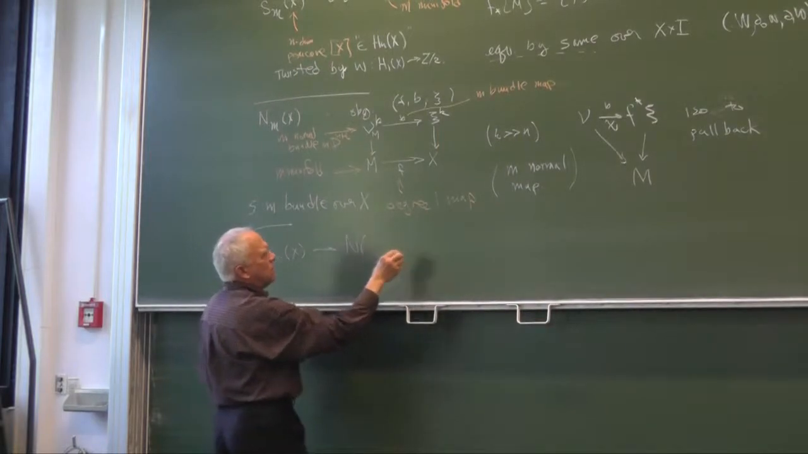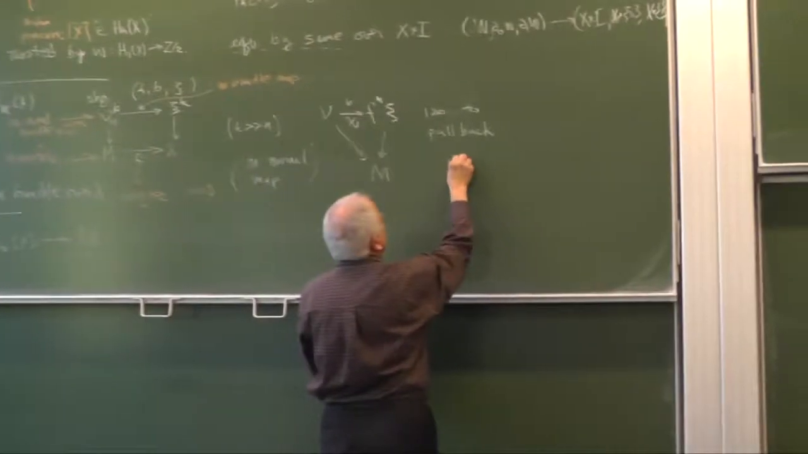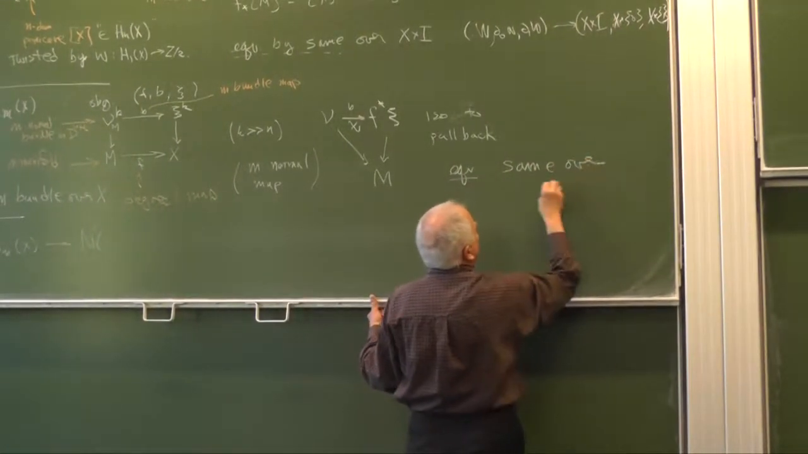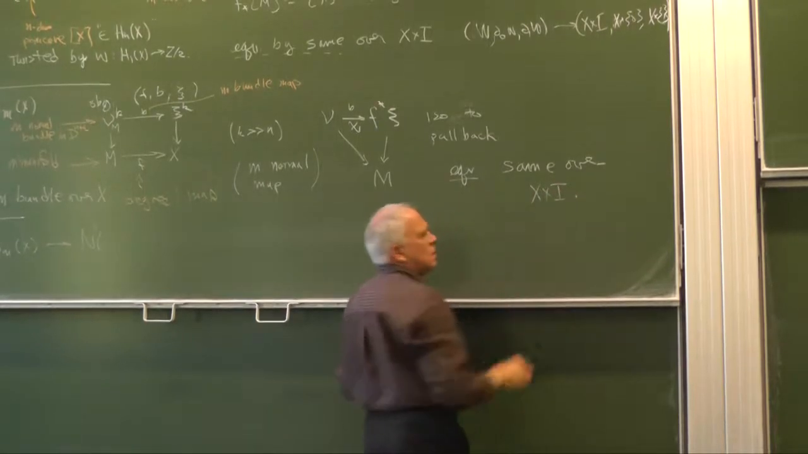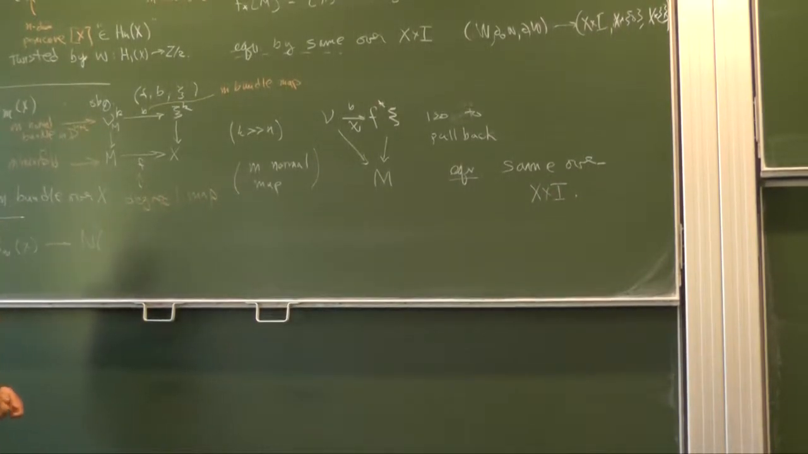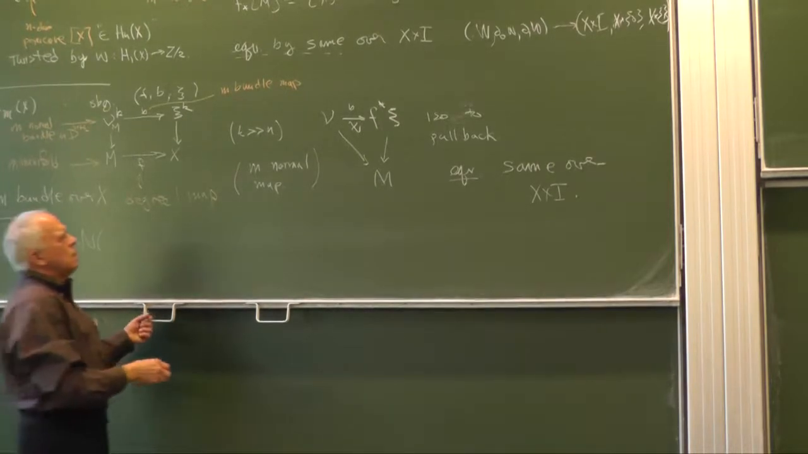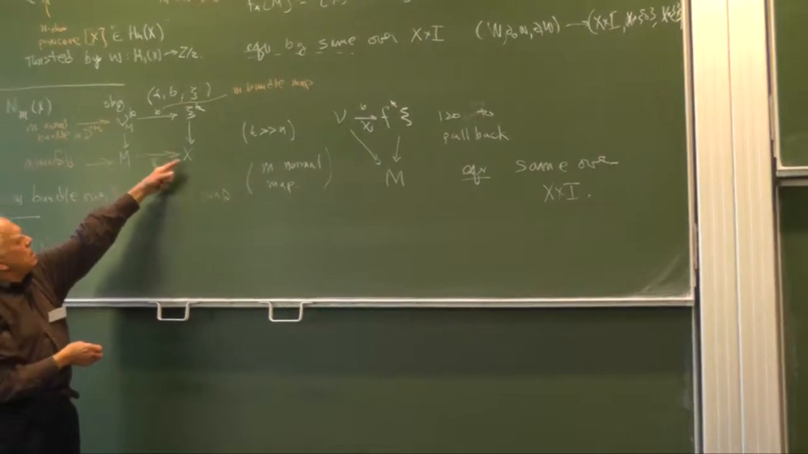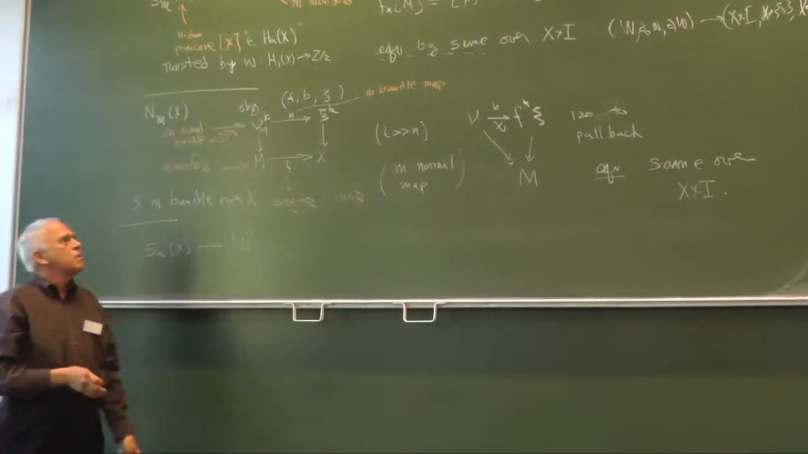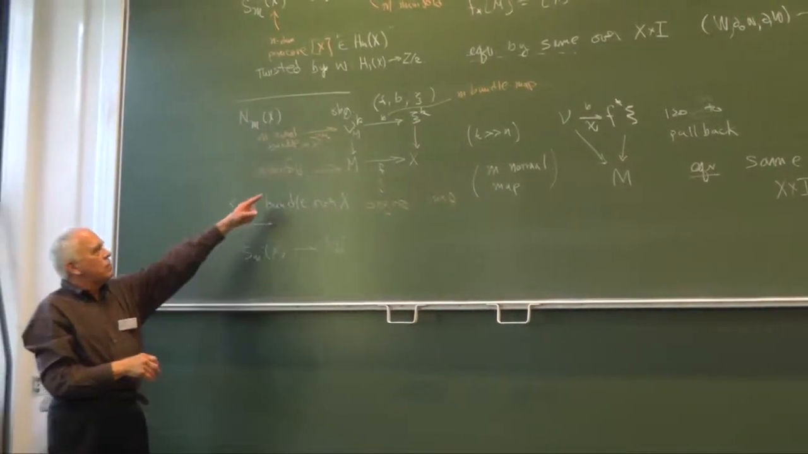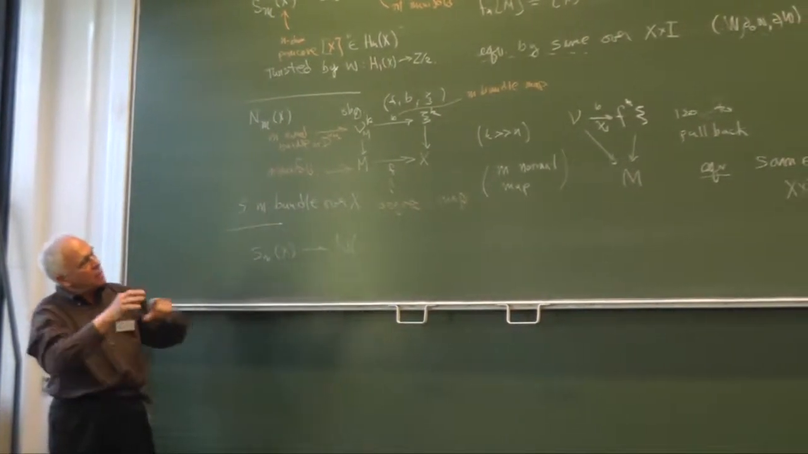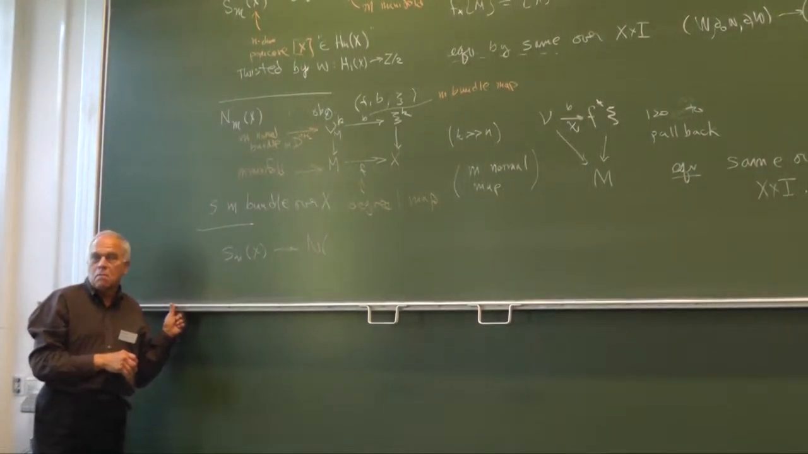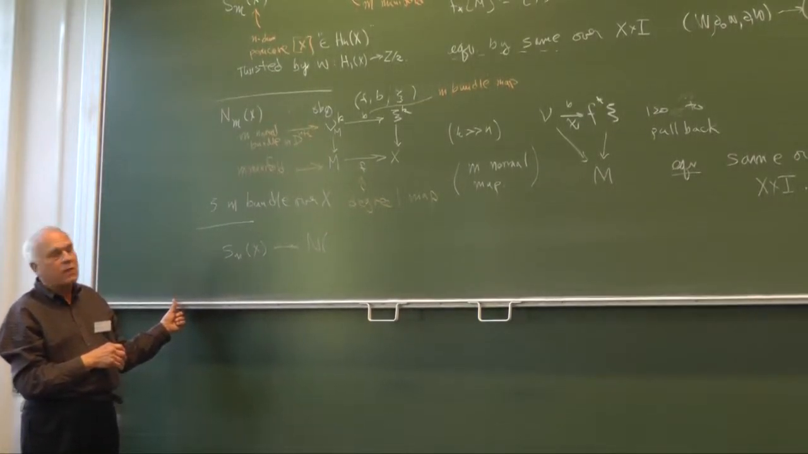Equivalences are the same over X cross I. So over X cross I, you'd have a thing with boundary. So you'd have a manifold with two pieces of the boundary mapping to the ends of X cross I, and so on. So I'll come back to more detail about that in a minute.